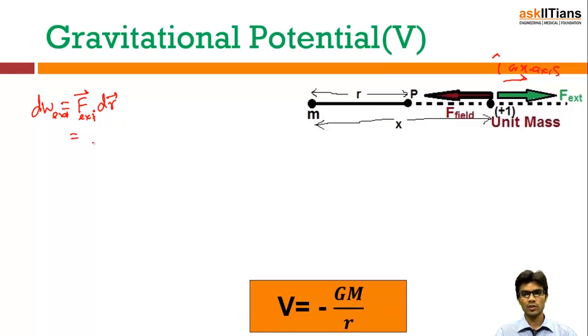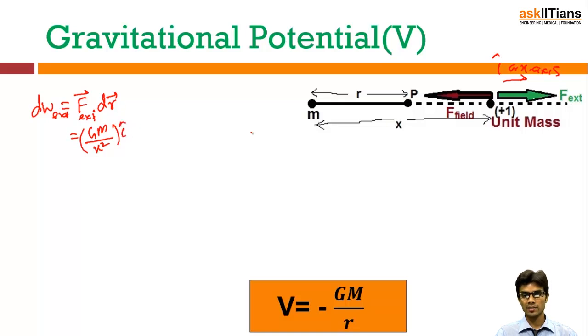Here F external is equal to F field, and the value is the same as the force of gravitation, G m1 m2 by r square. Here m1 is m and m2 is 1. So the magnitude of F external is G m by x square, where the distance is x, and the direction is i cap.